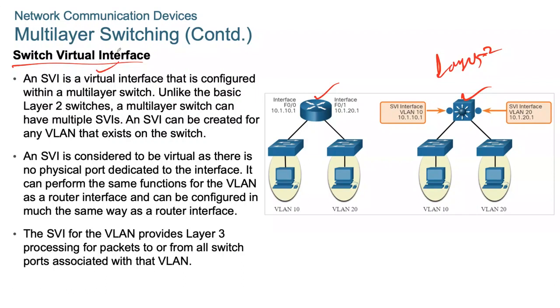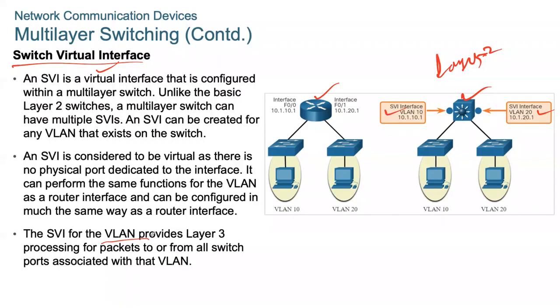This SVI can be created for any virtual LANs that exist on the switch. So any number of virtual LANs can be created using the multi-layer switch. The SVI is considered virtual because there is no physical port dedicated to a specific interface here. So it can perform the same functions as the virtual LANs performed by your normal switches.